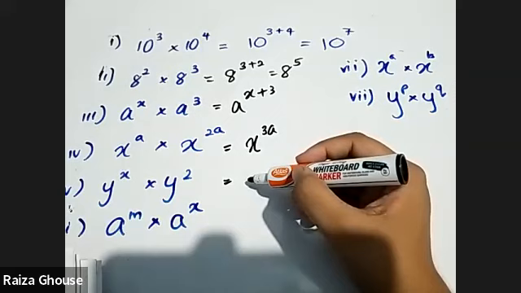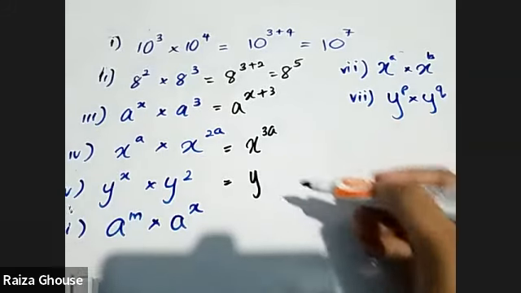X to the power 3a. 3a. Right. Twiska, what is the answer for the fifth one? Y to the power x plus 2. Y to the power x plus 2.